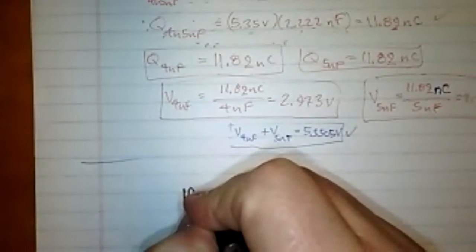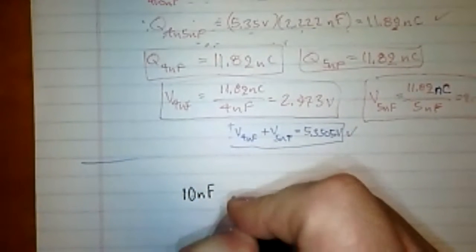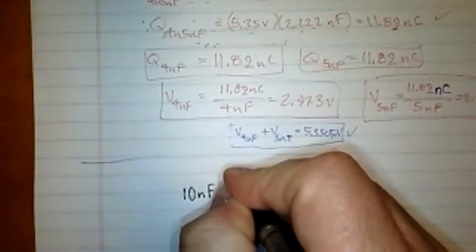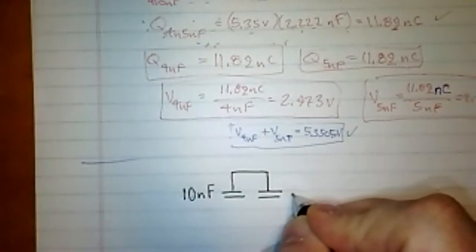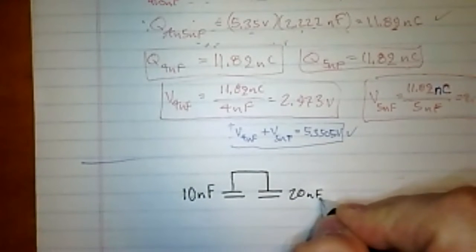Let's say we have a 10 nanofarad capacitor in parallel with a 20 nanofarad capacitor.